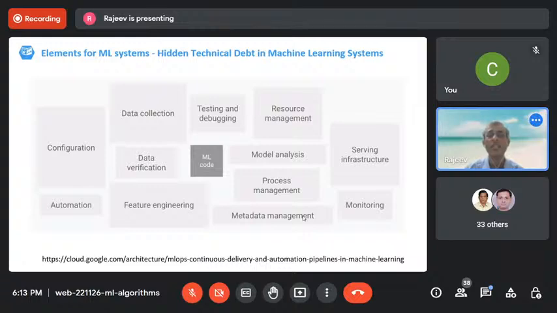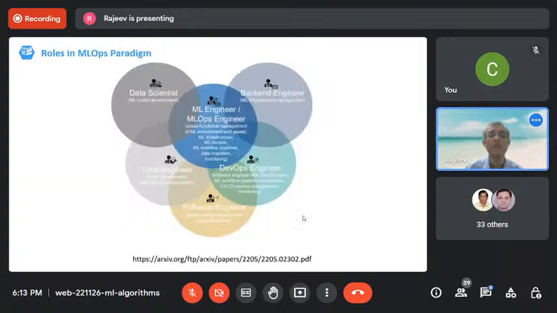So here it is very clear that the ML code by itself plays a small portion of the overall cycle. And that is why this paper is very, very important, because it's about hidden technical debt in machine learning systems. It's not about your machine learning code alone. There are a lot of things around it, and you have to bring all those things together.